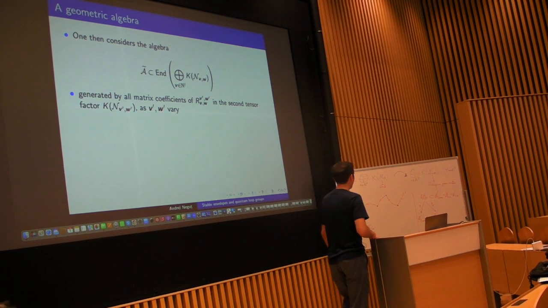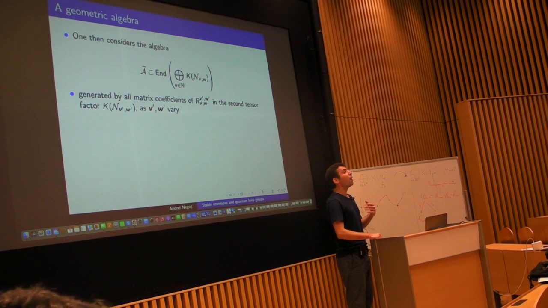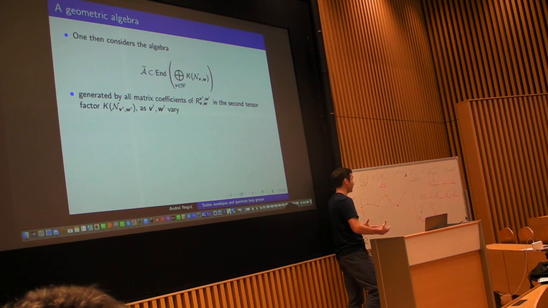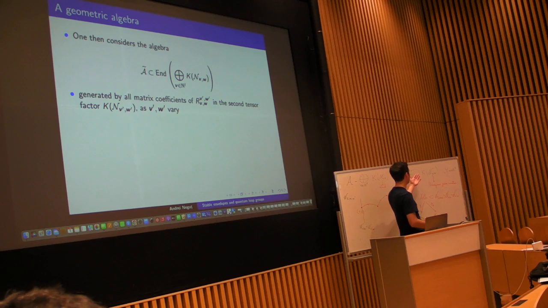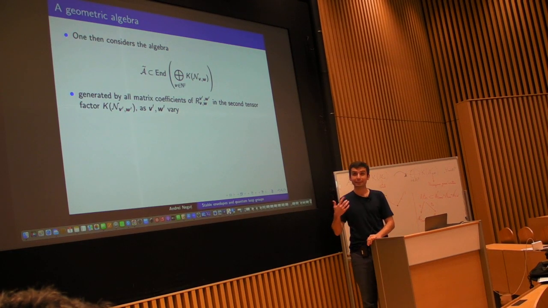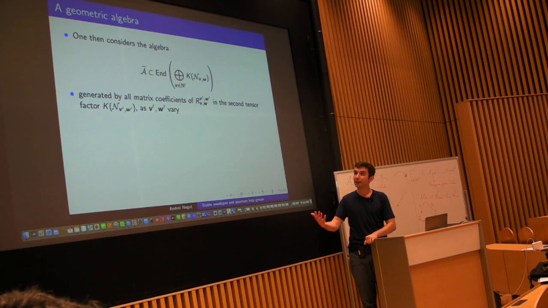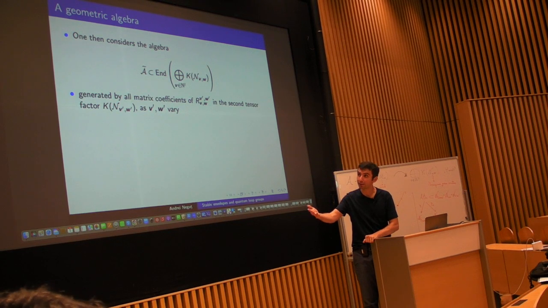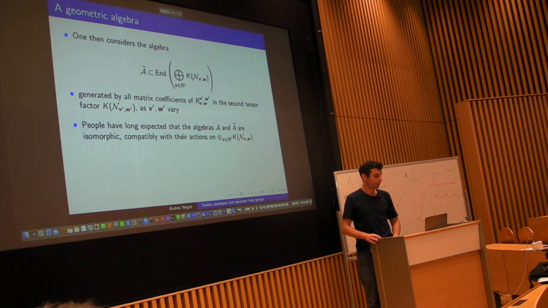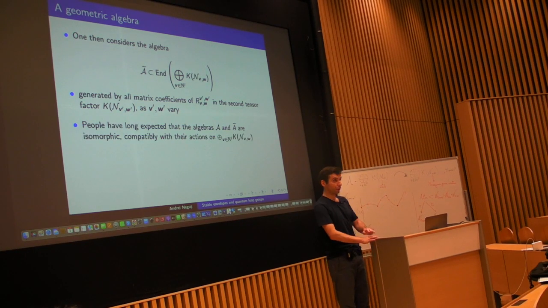All right, so now we have two algebras which act on the same representation. So we have this algebra A, which was very geometrically defined, and it acted on the direct sum of K of N(V, W) over V for all W. But the algebra A tilde does the exact same thing. And it does the exact same thing because it is defined as a certain subalgebra in the endomorphism ring, so it tautologically comes with an action on the exact same representation as before.